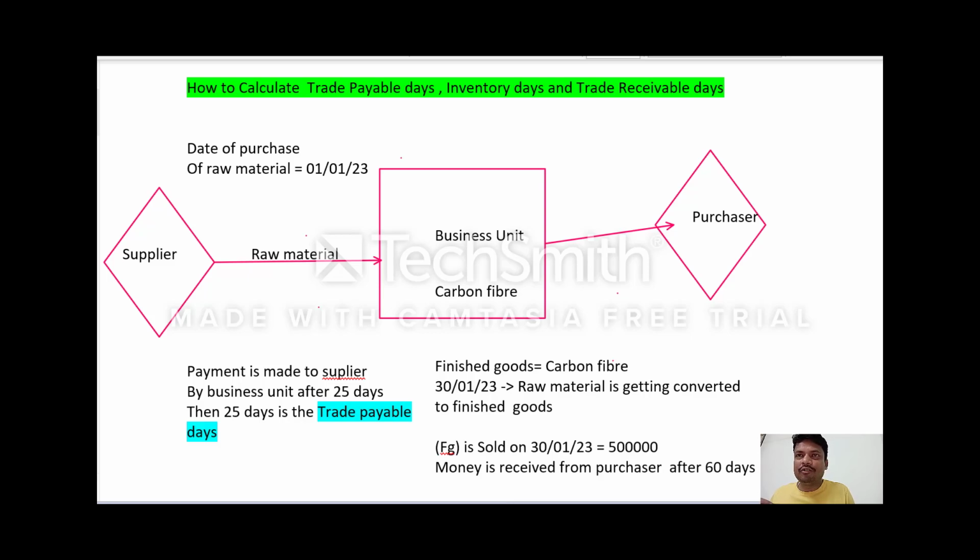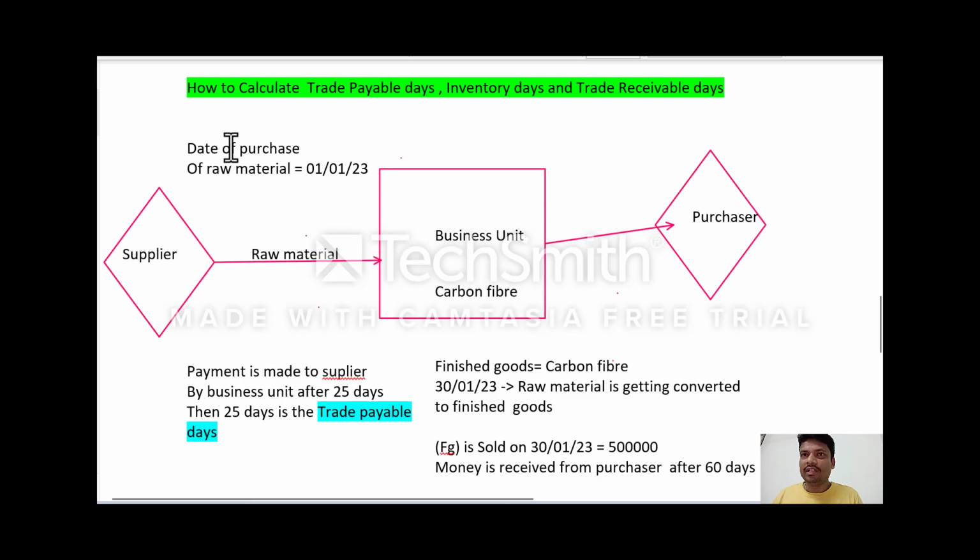Before jumping into that, let us assume that there is a manufacturing company which manufactures carbon fiber as a finished good. In order to manufacture carbon fiber, it purchases raw material from a supplier, processes it into carbon fiber as a finished good, and sells it to the purchaser.